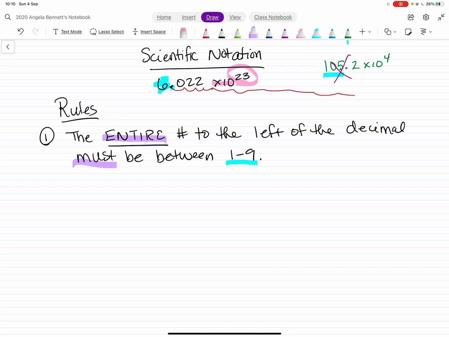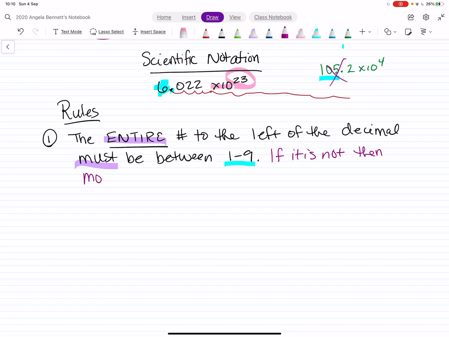If the number is not between 1 and 9, so let's see. If it is not, then move the decimal. So you're going to move the decimal to make sure that the number to the left is between 1 and 9. All right, so that's rule number 1. That's the hardest step. The rest of it's pretty easy.